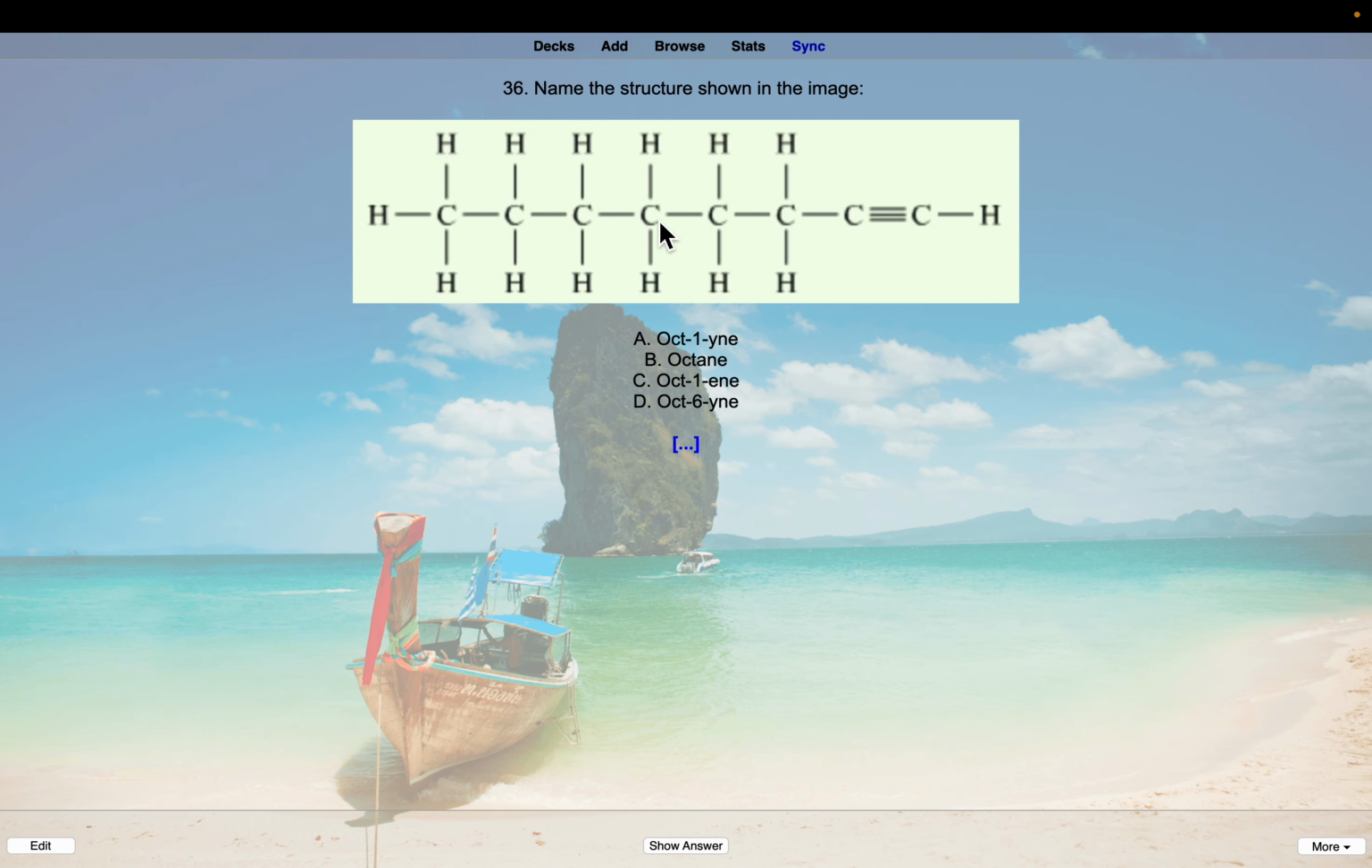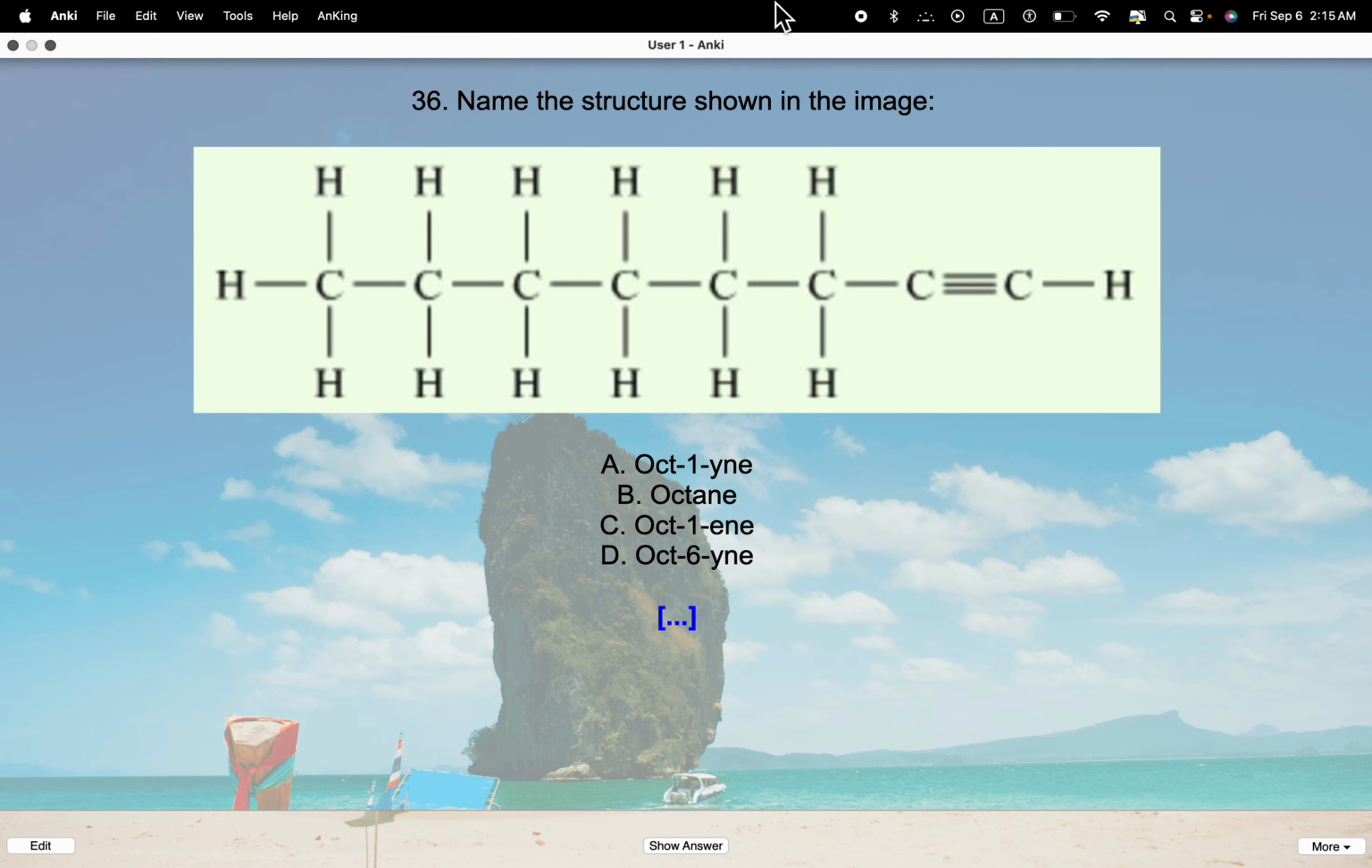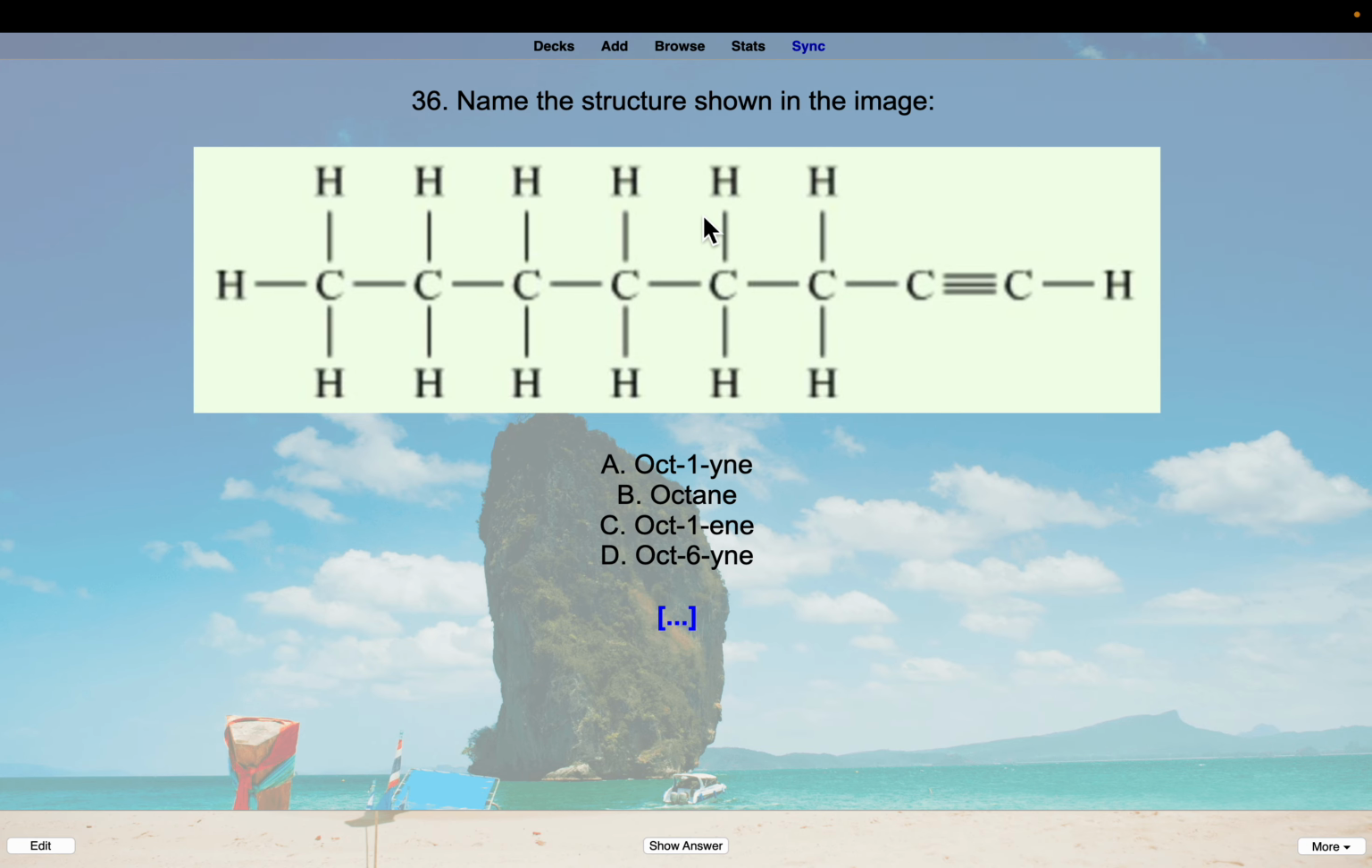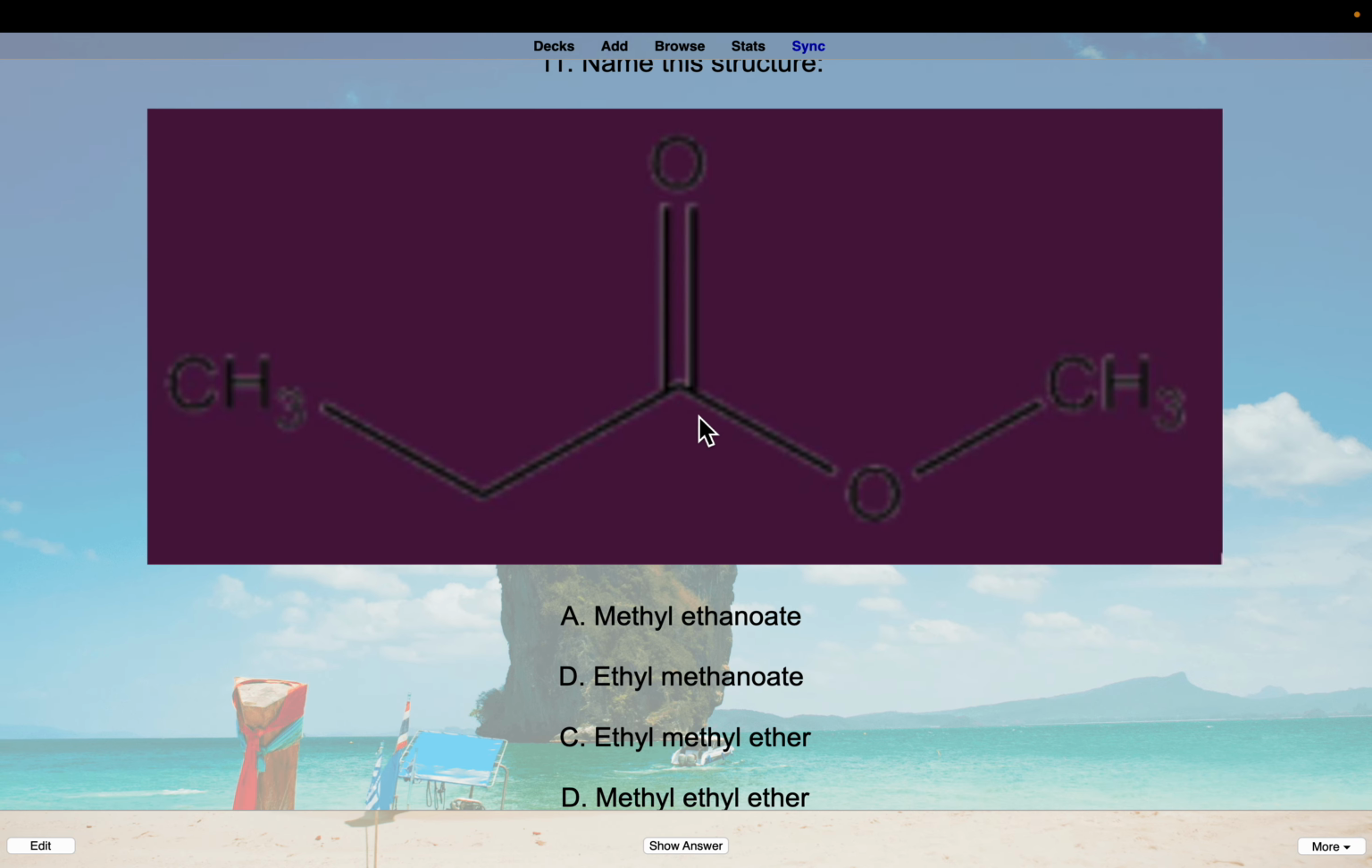Okay, let's move on. Name the structure shown in the image. We start counting from the right. C 1, 2, 3, 4, 5, 6, 7, 8. This is oct. Oct 1, and we have a triple bond, so ein. Oct 1 ein, letter A. Next.